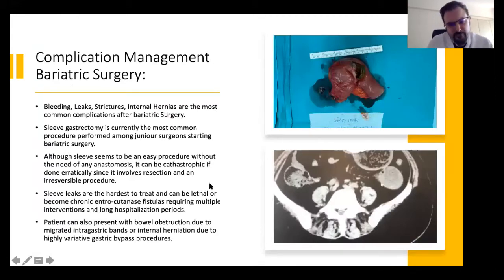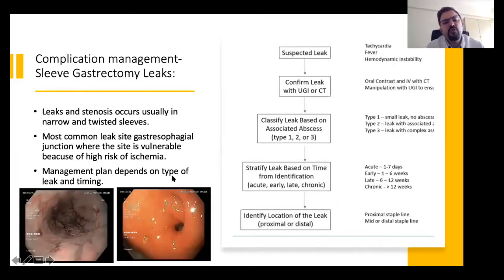And I also do a lot of bariatric surgery. Maybe in your country, it has just started or it has been done. So in some of the cases, you can have bowel obstructions after bariatric surgery, like a band in this case, or strictures caused by anastomosis, or there can be leaks caused by sleeve gastrectomy or other procedures. So when the patient comes to you with leaks, first of all, you have to check when this leak has happened. And you have to confirm the leak with a simple upper GI series or CT.